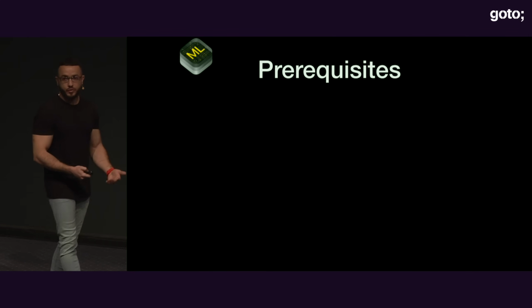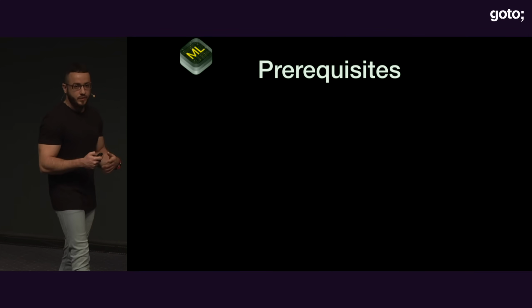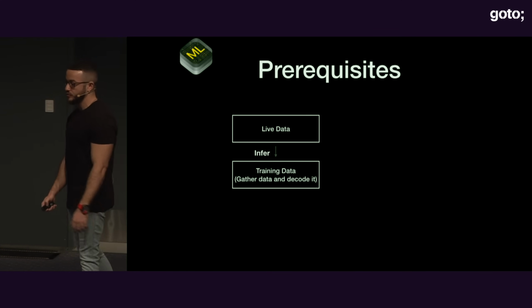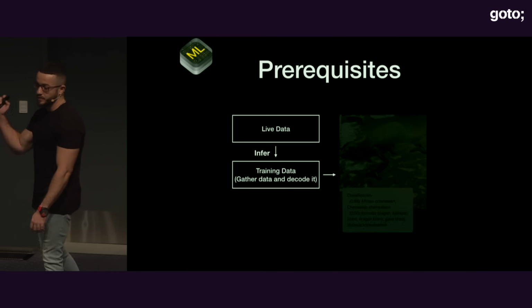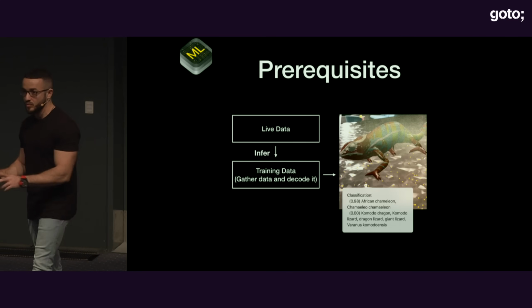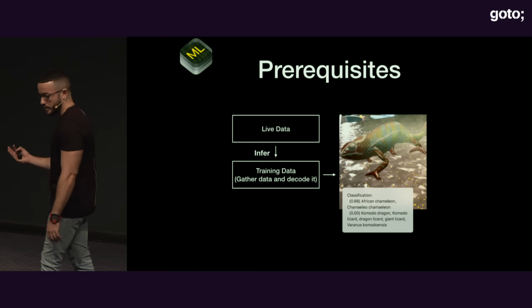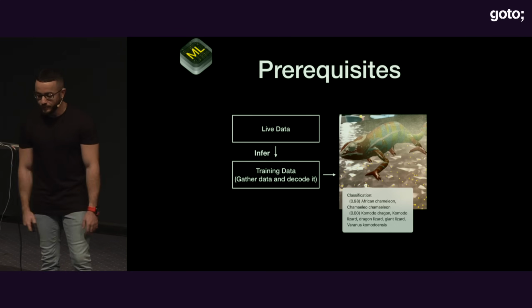What we need to know before we start digging into the code is that we have training data, and we have live data that we infer with this training data, and then it can say, okay, this object is X with Y confidence level. So for example, here it says that this object is a chameleon with 98 confidence level.